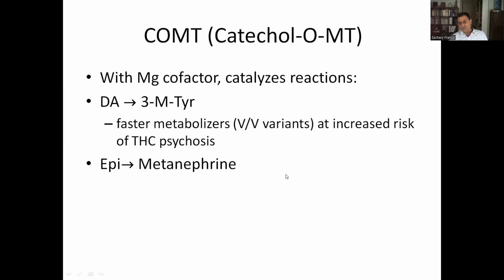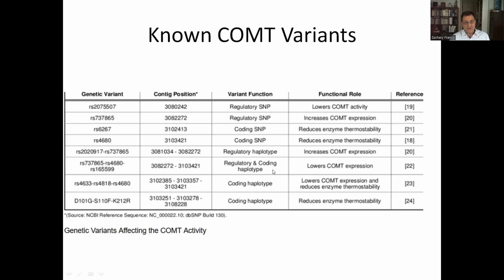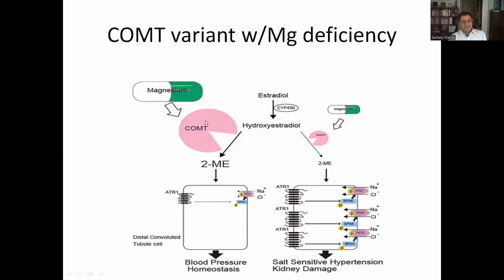Now, there's also a problem with low COMT. That's what this next slide says. It says that if you have low COMT and low magnesium, then you could have a problem there too. So normal magnesium and normal COMT will create this product called, I think it's 2-methyl estradiol. It has to do with estrogen, and that causes normal, safe blood pressure.